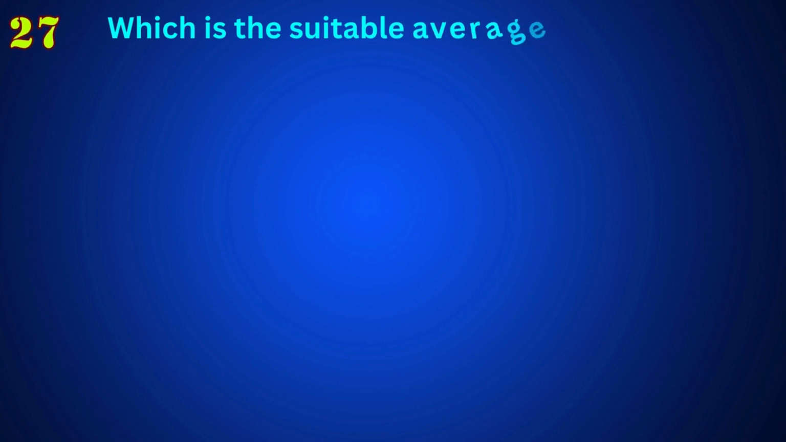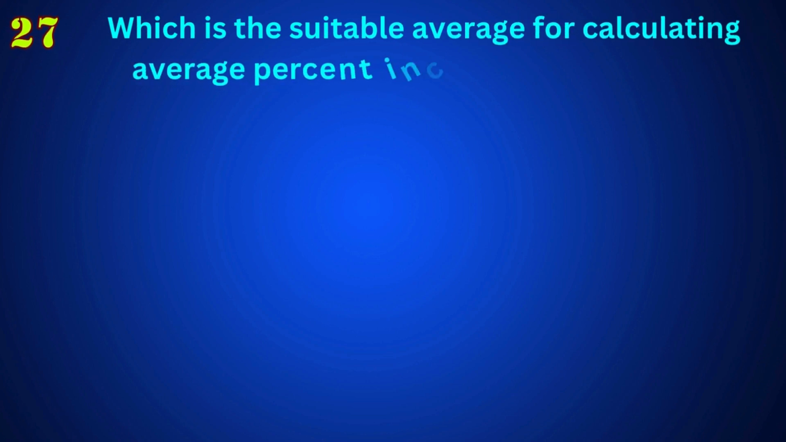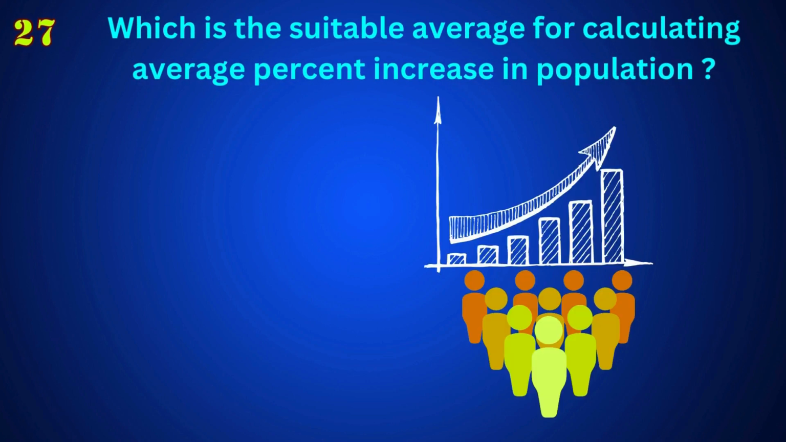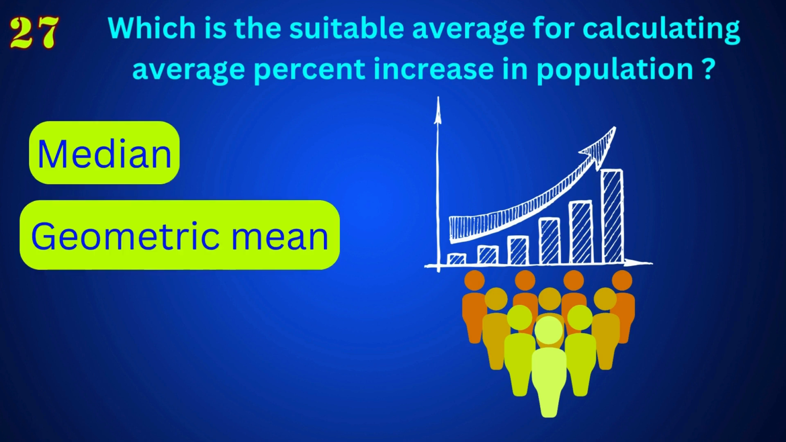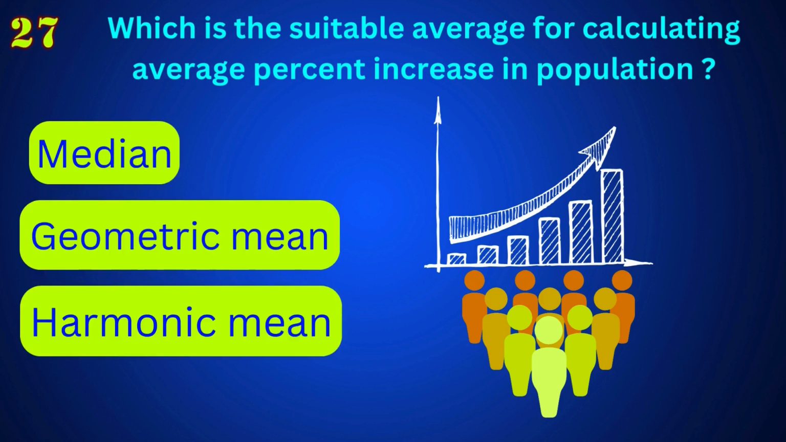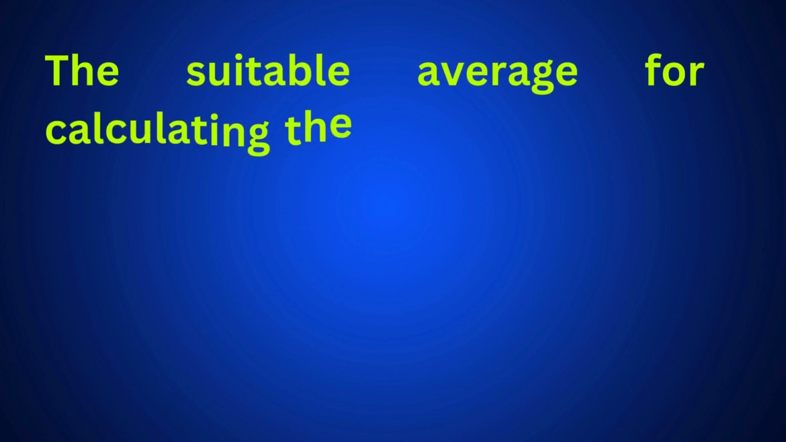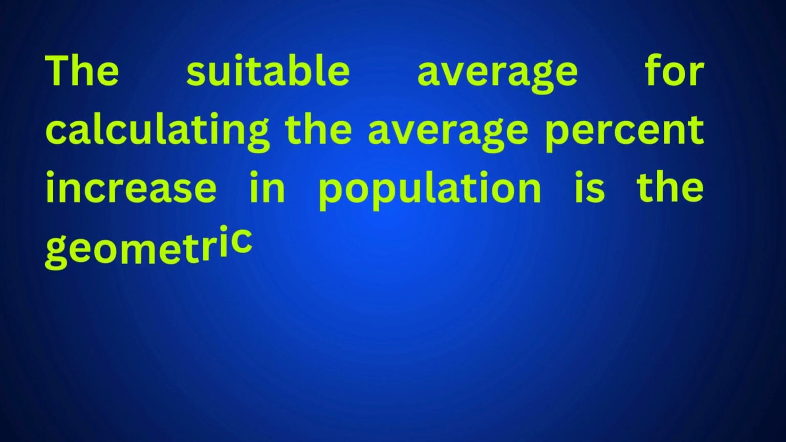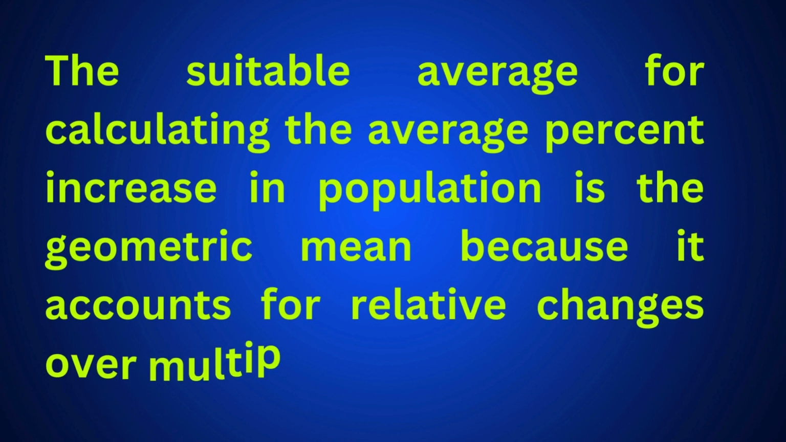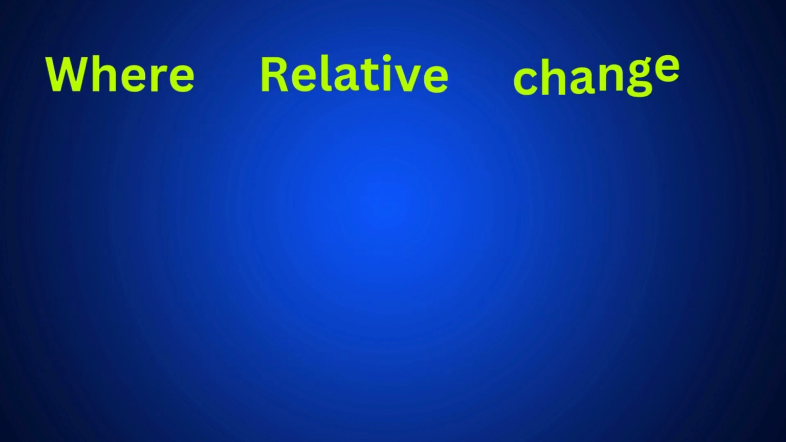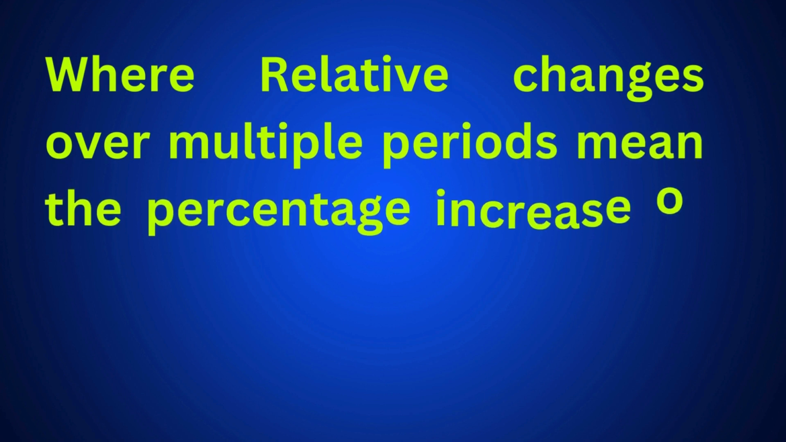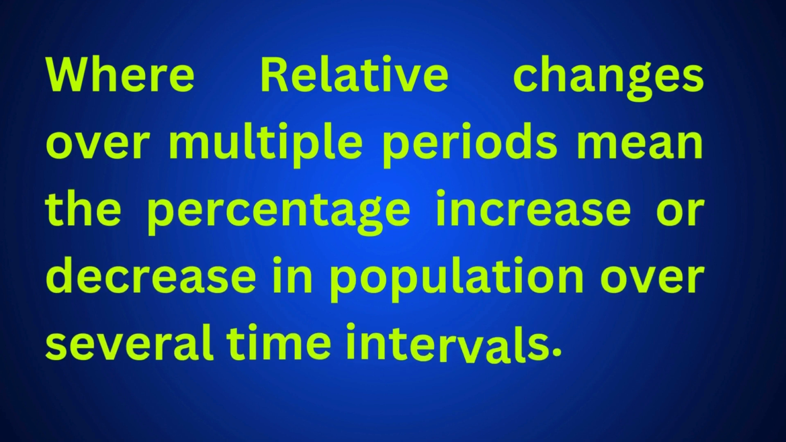Which is the suitable average for calculating average percent increase in population? Options are median, geometric mean, harmonic mean, mean. Right option is geometric mean. The suitable average for calculating the average percent increase in population is the geometric mean because it accounts for relative changes over multiple periods. Where relative changes over multiple periods mean the percentage increase or decrease in population over several time intervals.